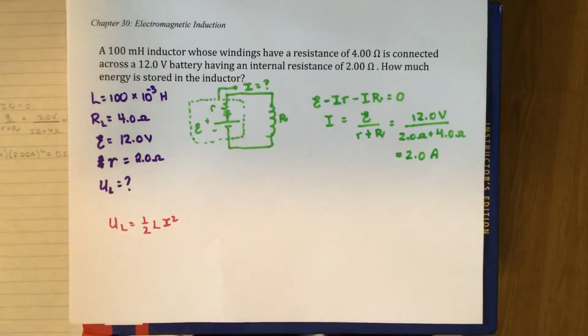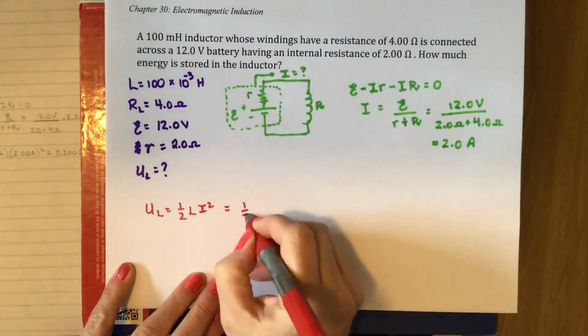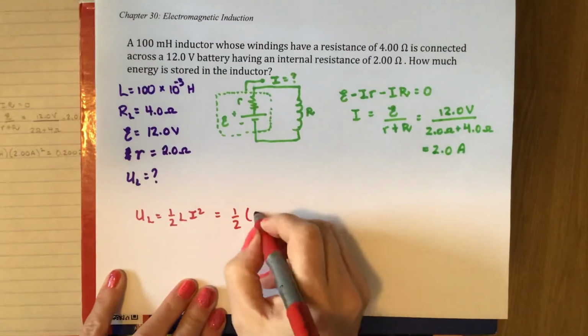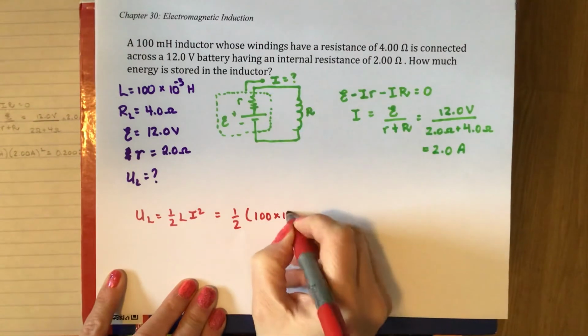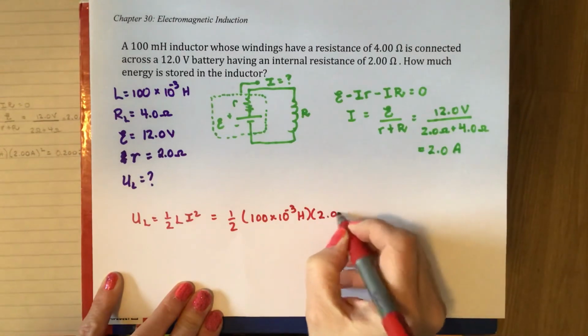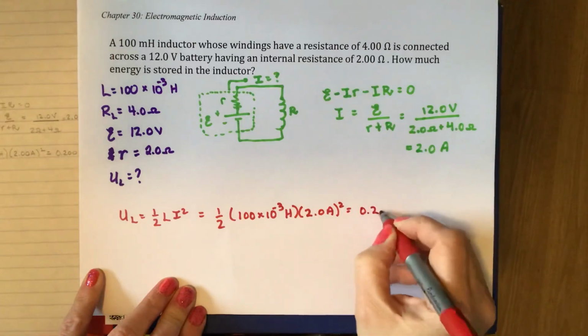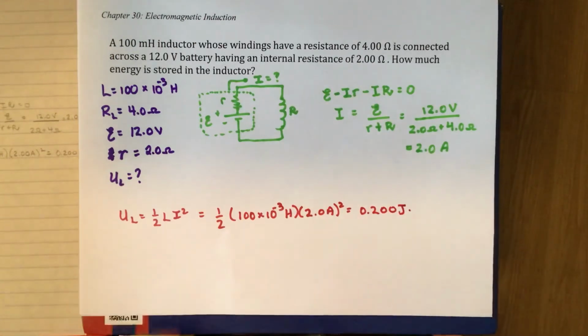Now we're ready to come back to our inductance equation and find out what the energy stored in the inductor is. So we've got 1/2 times the inductance L, 100 times 10 to the minus 3 henries, times the current of 2 amps squared, gives us a stored energy of 0.200 joules. Okay, so that finds the energy in that one.